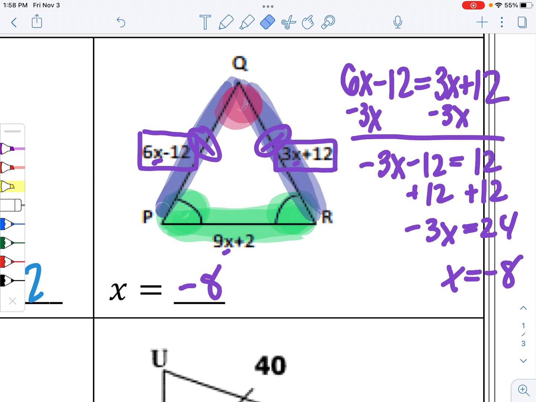Hold on, let's pause. Teachable moment, guys. How did I know that that was wrong? Well, because when I went to plug in a negative 8 here, this gave me a negative 48.